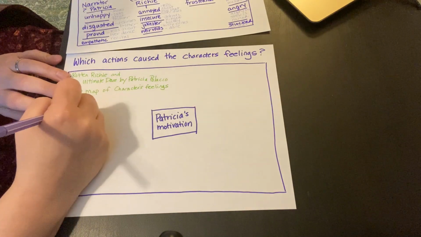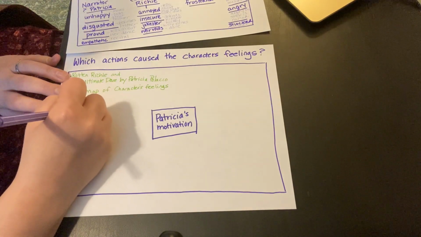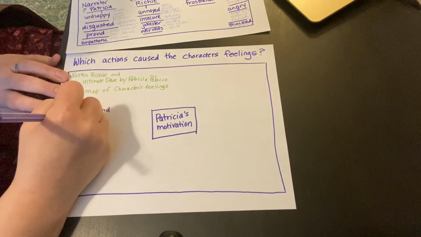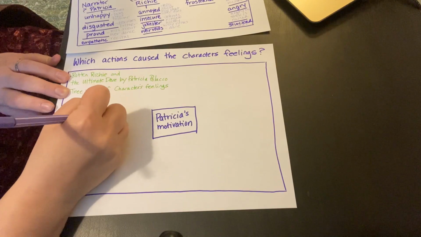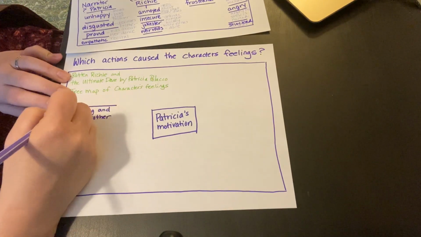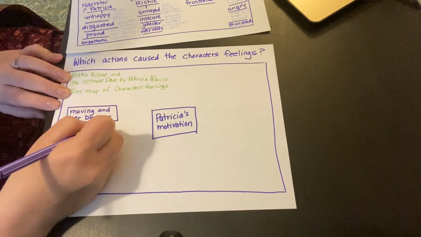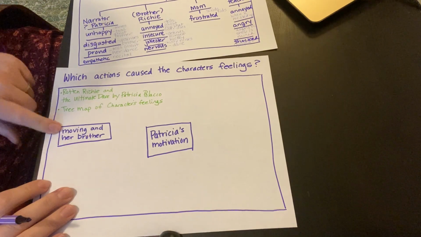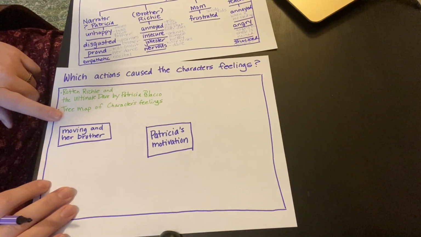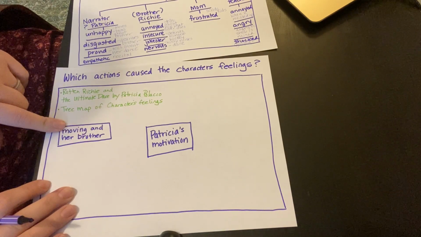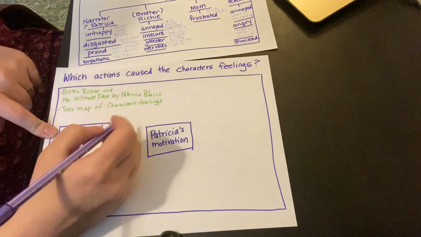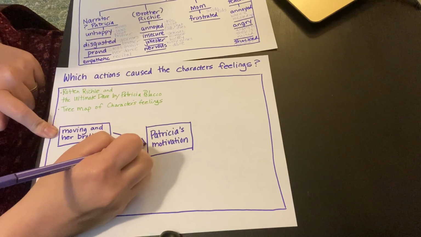And the detail here is that she talks about her moving and her brother. So there was a part of the story when Patricia talks about the move and she talks about her brother. So that's an important detail that I'm taking from here, and I'm using that as the cause. This is the why. Why is she feeling a certain way? So she's moving and she starts talking about her brother. And I will put that arrow right here.